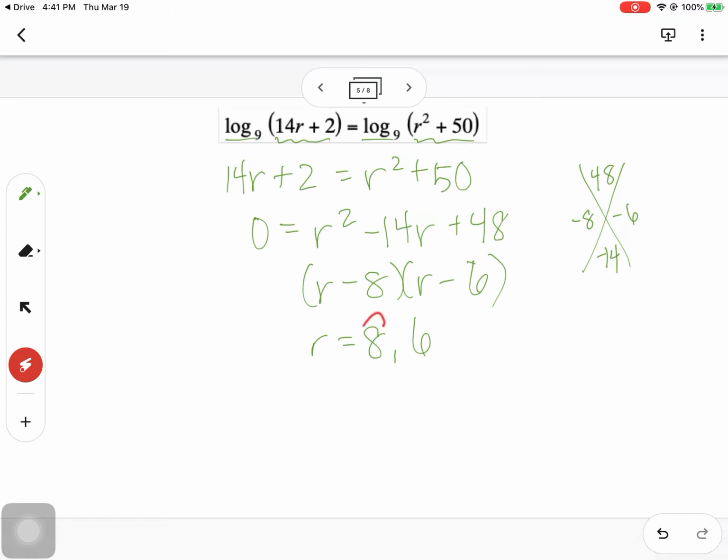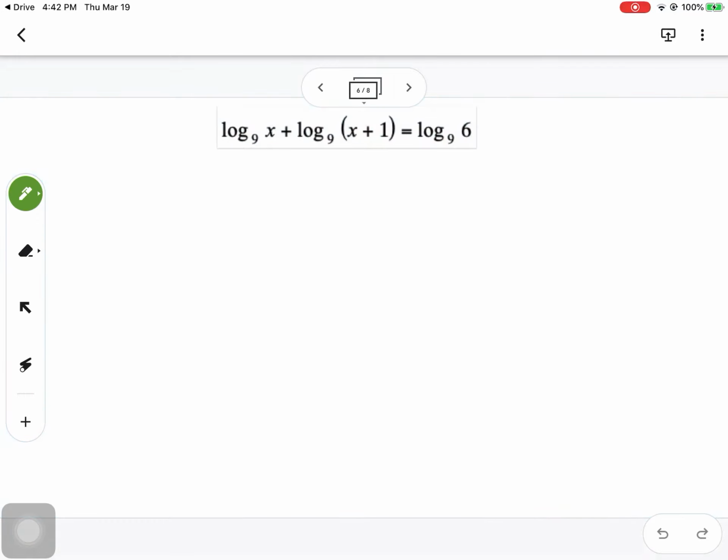And what you are specifically checking for, you cannot do log of 0 and you cannot do log of a negative. So you need to make sure that this 8, if you plug it in either spot, will keep it positive, which it will. And this 6, if you plug it in either spot, will keep it positive, which it will. So these work.